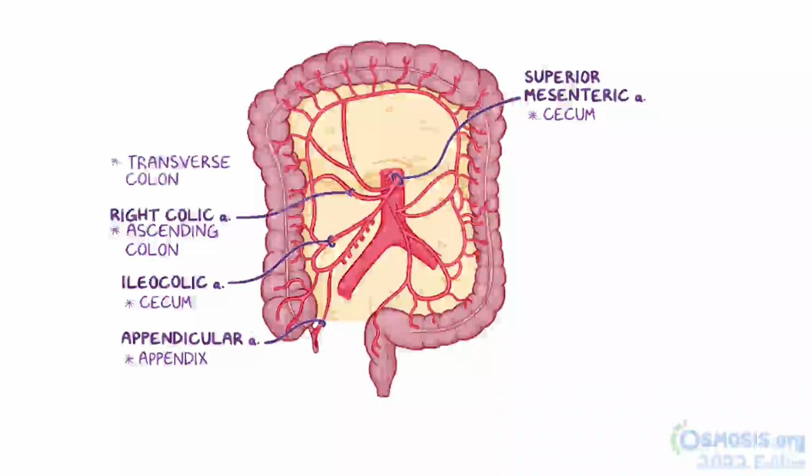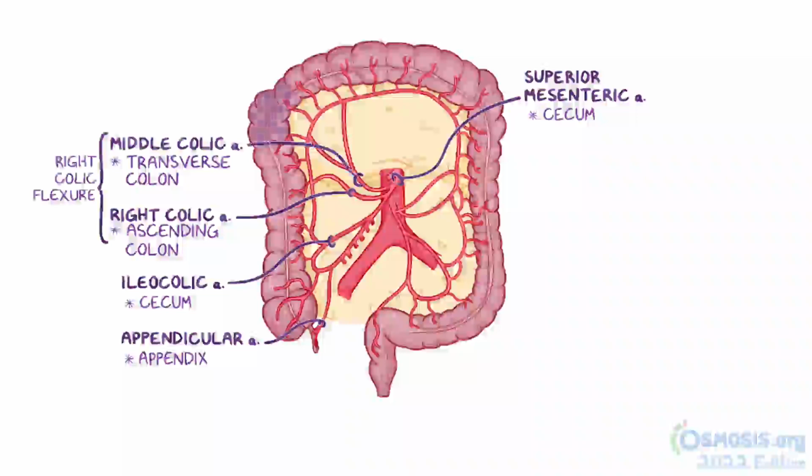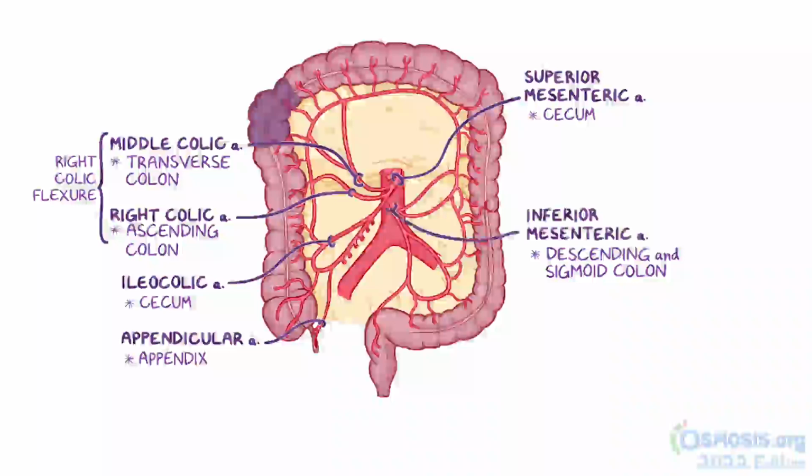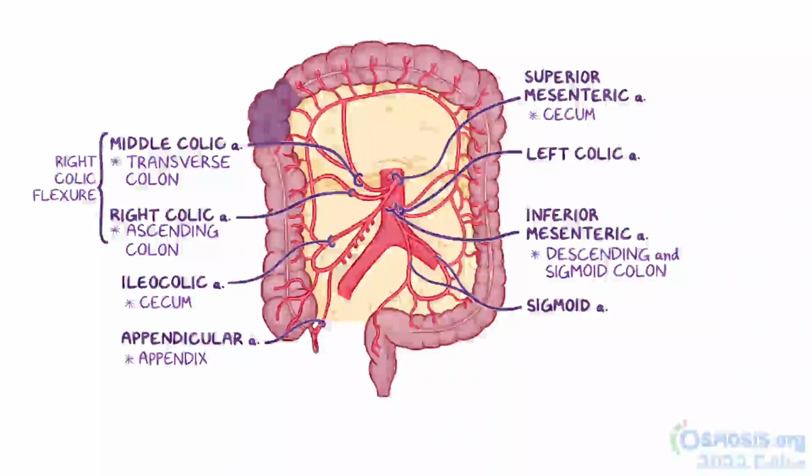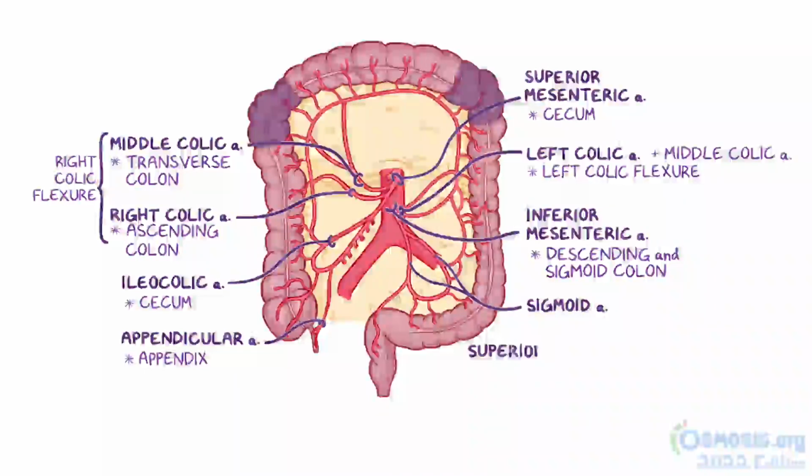The transverse colon is supplied by a branch of the SMA called the middle colic artery. The middle colic artery anastomoses with the right colic artery, and they together supply the right colic flexure. The descending and sigmoid colon are supplied by the inferior mesenteric artery, or IMA for short, that gives two branches, the left colic artery and the sigmoid arteries, which anastomose with each other. The left colic artery also anastomoses with the middle colic artery at the left colic flexure, which it supplies. The IMA gives one last terminal branch, called the superior rectal artery, that supplies the superior part of the rectum.